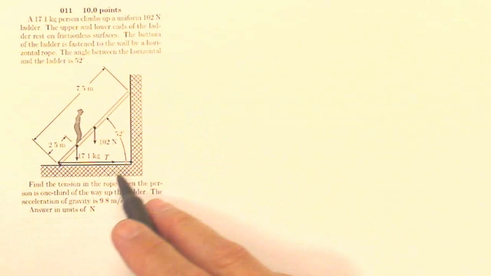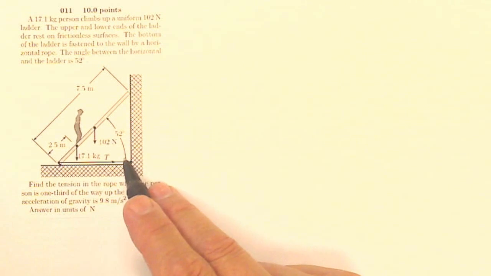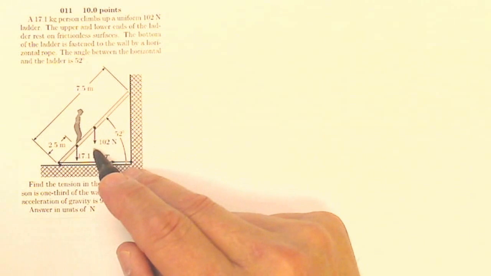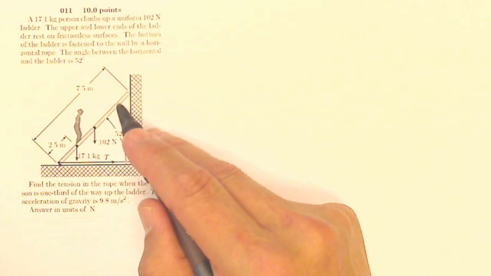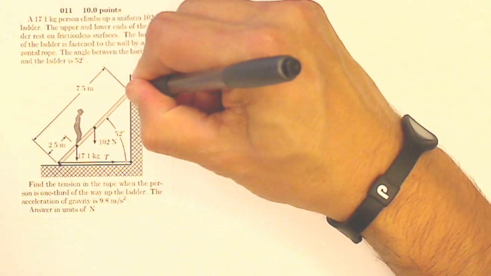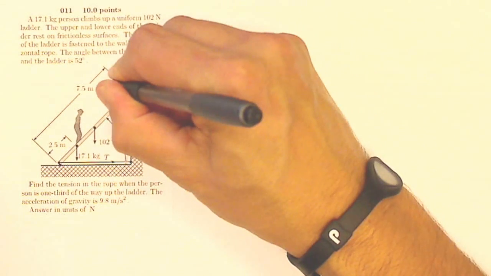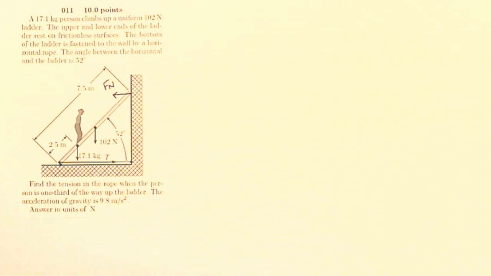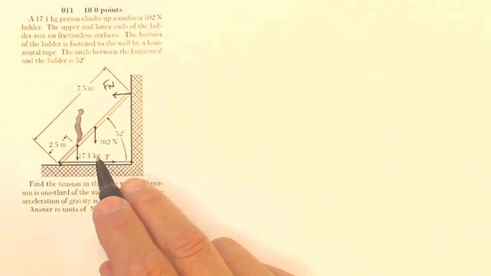This picture shows me most of the forces. I've got a tension this way, I've got a gravity this way, I've got a gravity this way. I've also got something up here: a normal force in this direction. Now, I don't know what the normal force is, and frankly, I don't care what the normal force is. What I'm interested in is the tension down here.